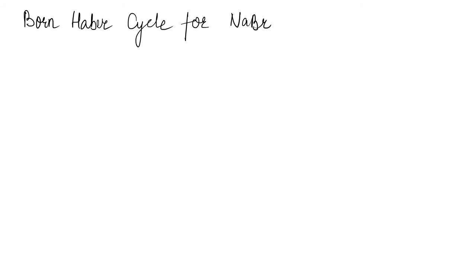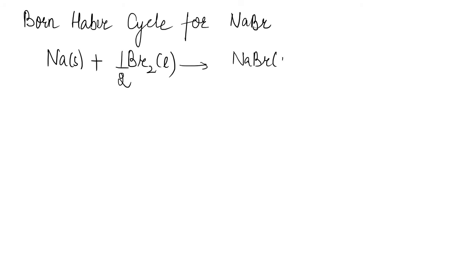Now let's talk about the Born-Haber cycle for NaBr. Again interesting. So NaBr, Na solid. What is the standard state of bromine? Understand, bromine standard state is liquid. So half of it NaBr solid. Very important for NEET and JEE. Many of the students, they write Br2 as gas. Understand, the standard state of chlorine is gas, but for bromine it is liquid.